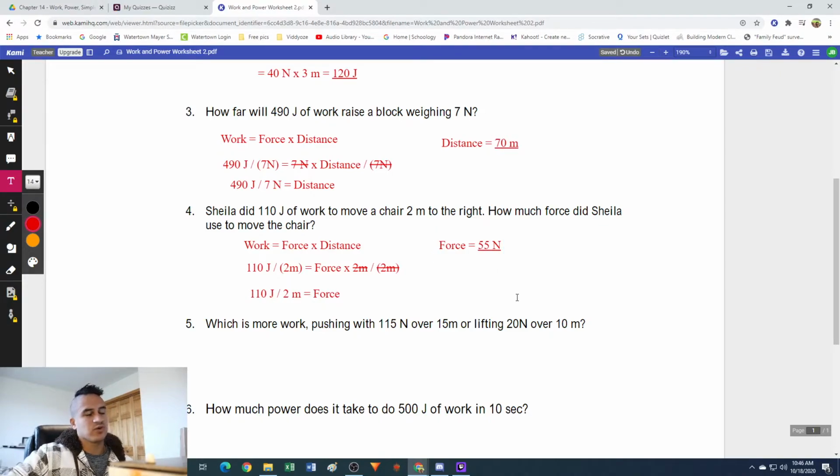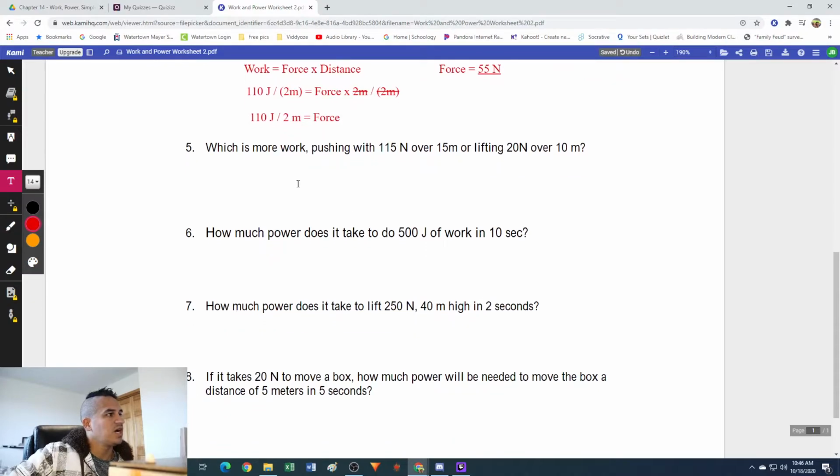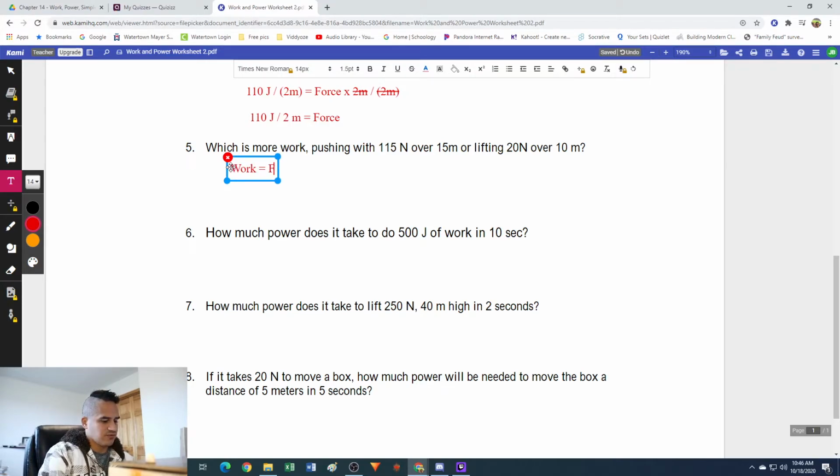55 newtons is how much force Sheila will have to use to move the chair. Okay, number 5. Which is more work? Pushing with 115 newtons over 15 meters or lifting 20 newtons over 10 meters? All right, so again, we know that work is equal to force times distance.